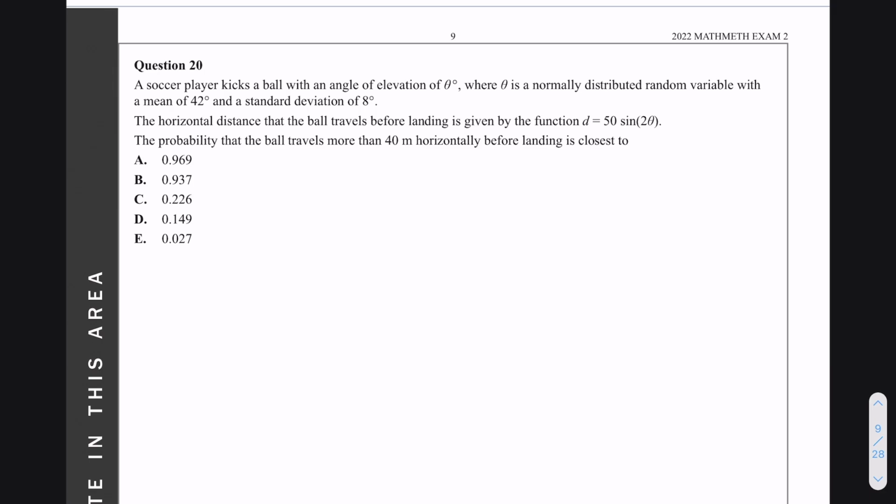A soccer player kicks a ball with an angle of elevation of theta degrees, where theta is a normally distributed random variable. Mean is 42, standard deviation of 8. Horizontal distance that a ball travels. So now they're bringing distance into this. The probability that the ball travels more than 40 meters horizontally before landing is closest to. So we want that distance to be more than 40.